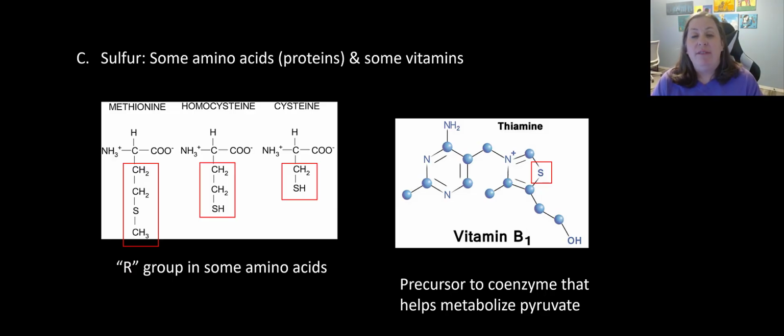Another thing that a lot of these organisms are going to need is sulfur. Sulfur is going to be important for some amino acids. So some of our proteins have to have sulfur present in that reference group, that added area, and that's what helps them be able to make those particular amino acids. We also see some vitamins require sulfur. And remember, vitamins are important a lot of times as coenzymes. And so if we need that vitamin in order to make the coenzyme, in order for the metabolic pathway to take place, we need to make sure that we have that sulfur source.